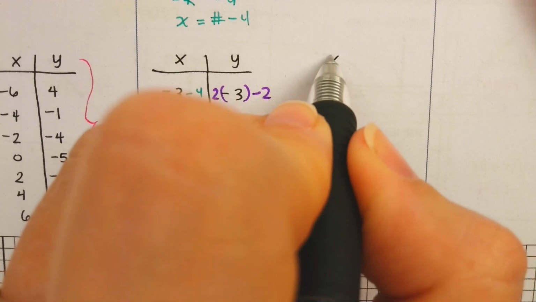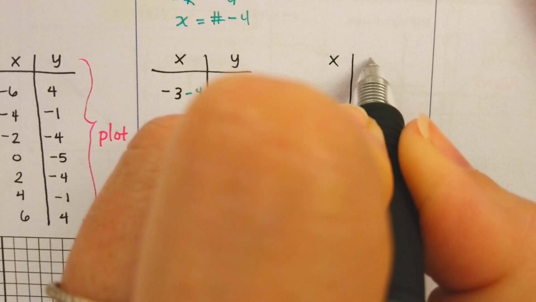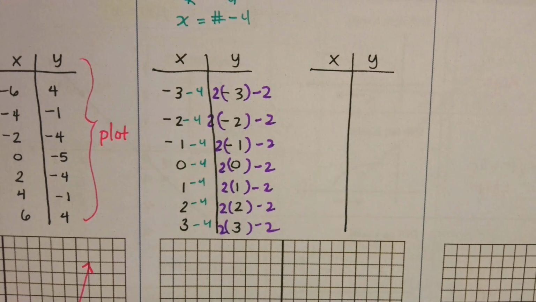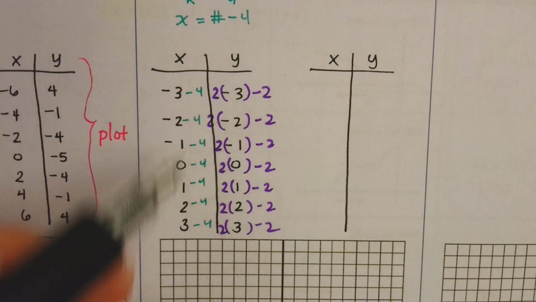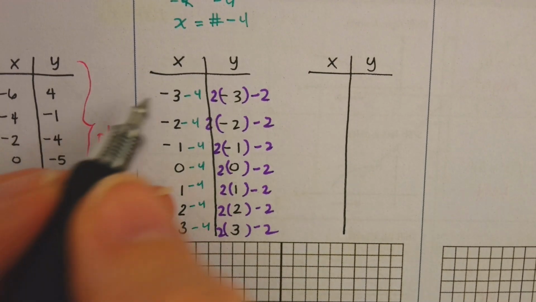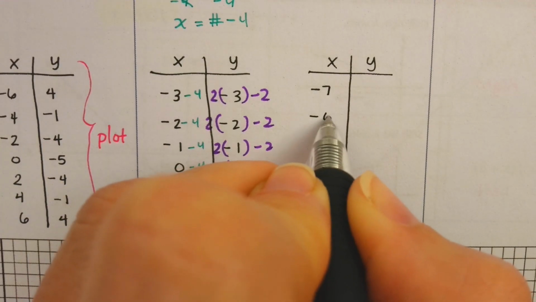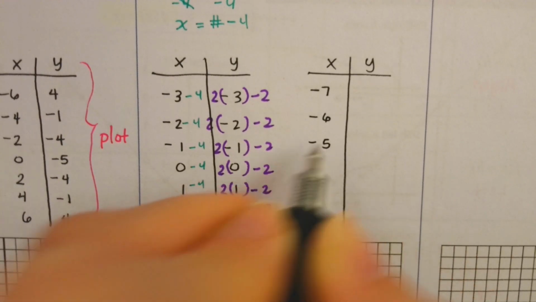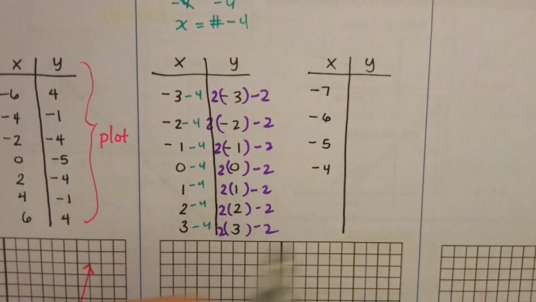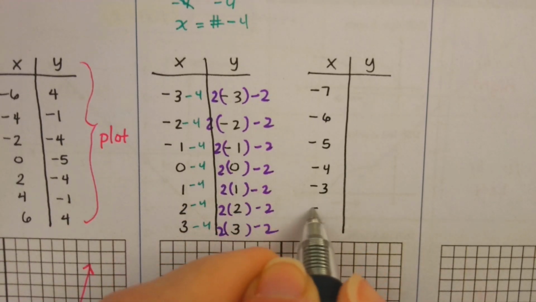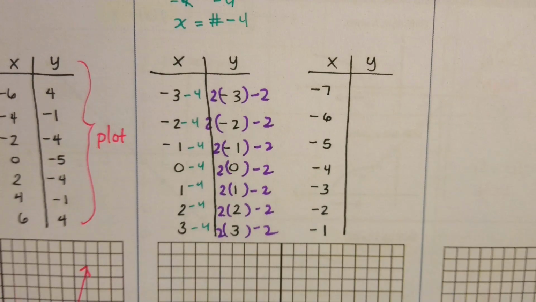And I'll make my new table. Okay, so remember, for the x's, we're just subtracting 4. Negative 3 minus 4 is negative 7. Then negative 6. Then negative 5. Then negative 4. Alright, all the way down.